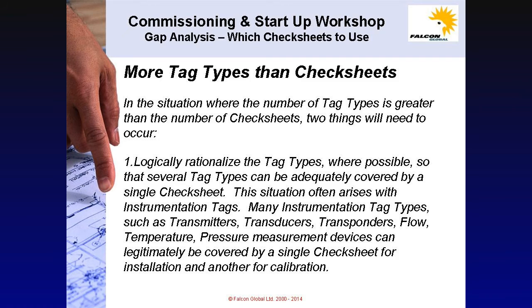In the situation where the number of tag types is greater than the number of check sheets, two things will need to occur. First, logically rationalize the tag types where possible so that several tag types can be adequately covered by a single check sheet. This situation often arises within instrumentation tags. Many instrumentation tag types, such as transmitters, transducers, transponders, flow, temperature, pressure measurement devices, can legitimately be covered by a single check sheet for installation and another check sheet for calibration.